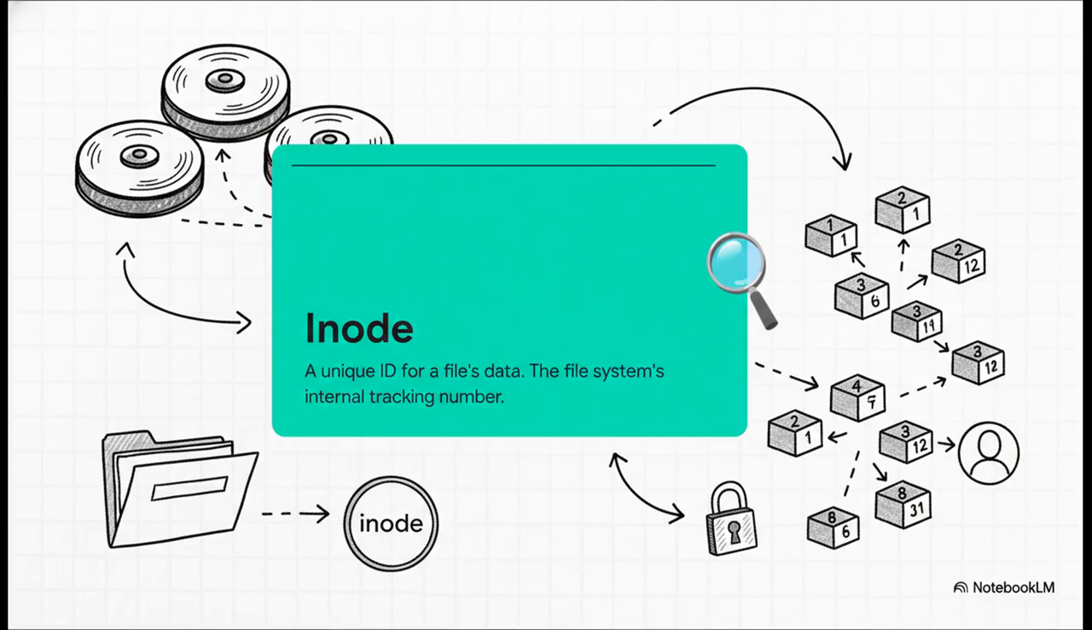We see a name, like mydocument.txt, but the system just sees a number. That's the inode. It points to the actual ones and zeros on your hard drive and holds all the metadata, like permissions and timestamps. The name is just a label for us humans. The inode is the file's real identity.